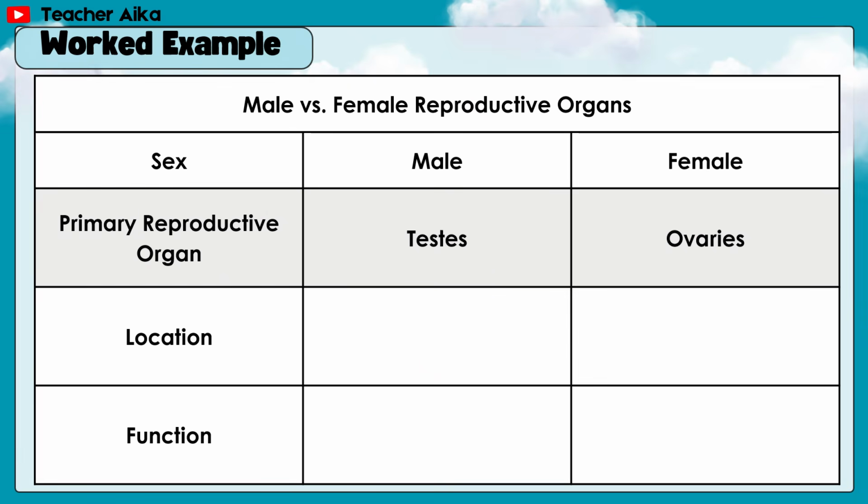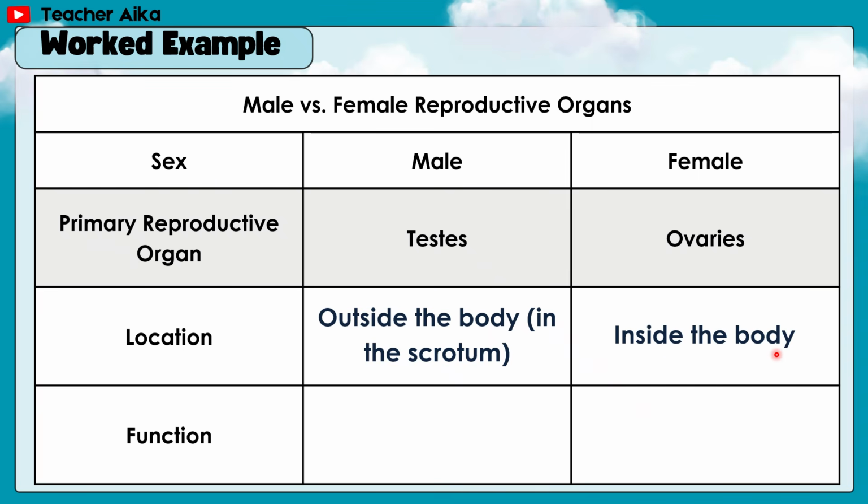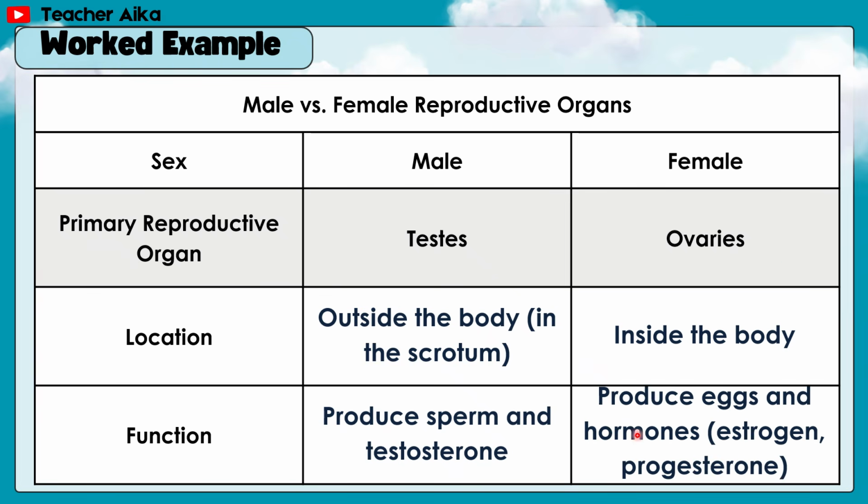Male versus female reproductive organs. Male testes, location, outside the body in the scrotum. Female ovaries, location, inside the body. Function, male testes, produce sperm and testosterone. Function, female ovaries, produce eggs and hormones, estrogen, progesterone.